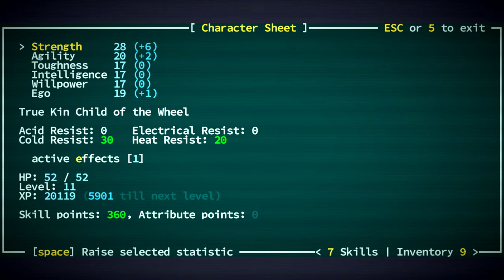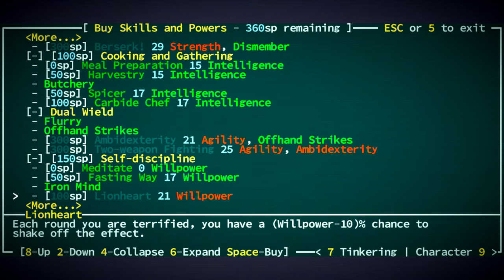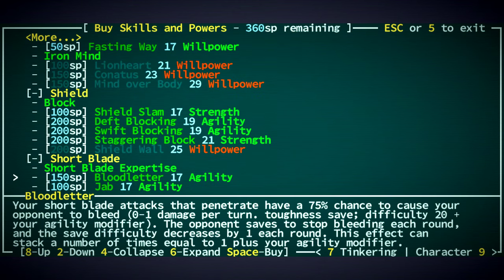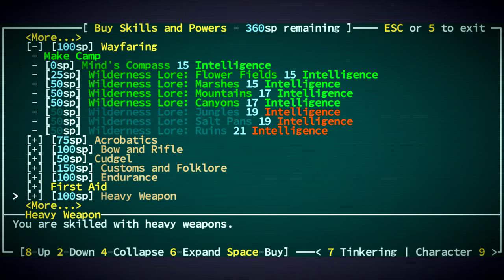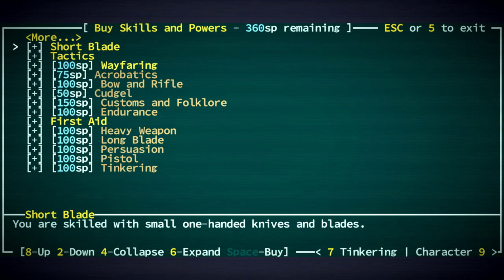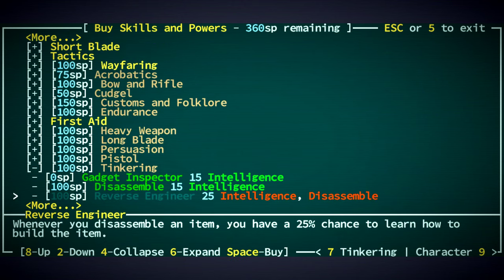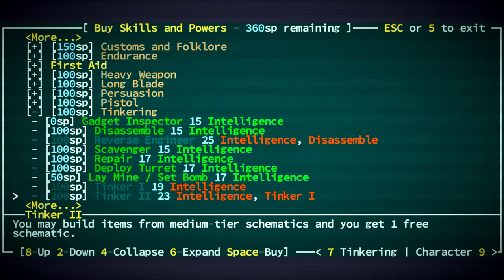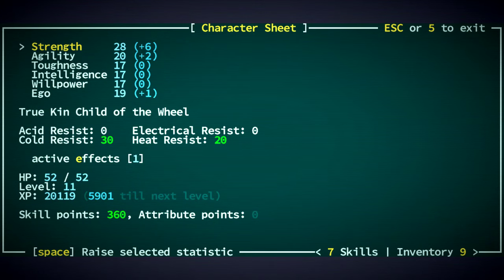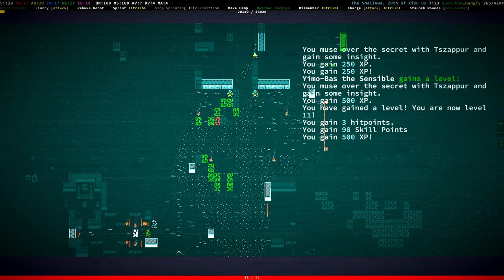So our strength is not 29 yet, but we have enough skill points to get Berserk when we finally get it there. And I think next level we should get it there, which means we have 60 skill points to spend. However, Shield Slam costs 100. Tinkering 1, I think, costs maybe even 200 to get baseline tinkering and then Tinker 1. Oh, we need 19 intelligence for that anyway. And we need 2 more intelligence for that. So it's going to be a little bit.